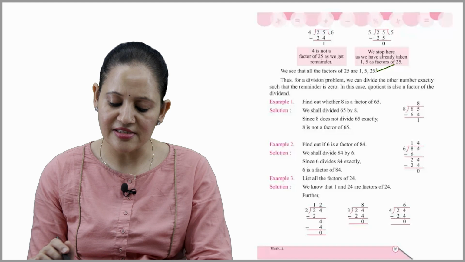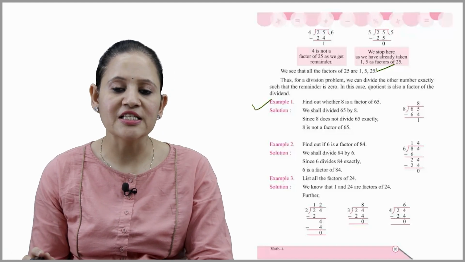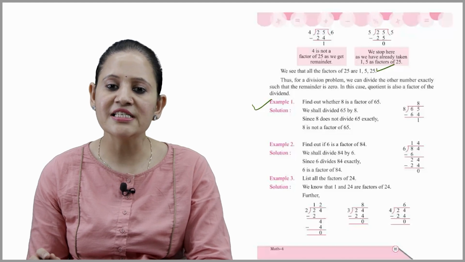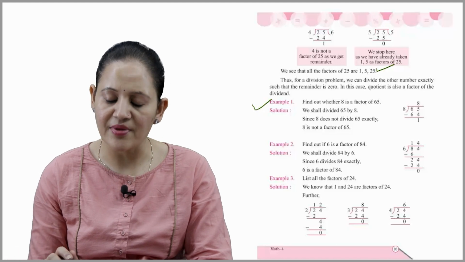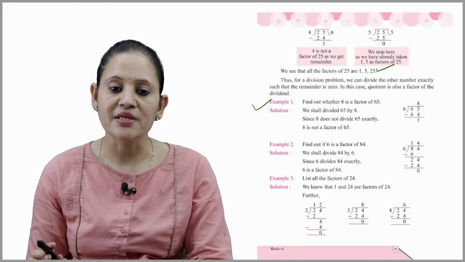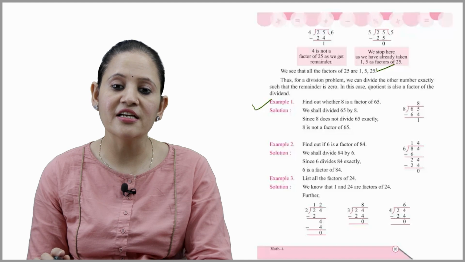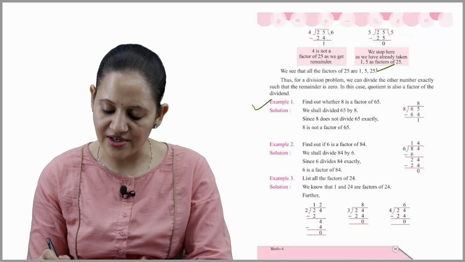Now, here we take an example. Find out whether 8 is a factor of 65 or not. So, for that what we'll do? We'll divide 65 by 8. 65 को 8 से divide करेंगे, so the remainder here is 1. That means 8 is not a factor of 65 because 8 उसको exactly divide नहीं कर रहा, so it is not a factor of 65.